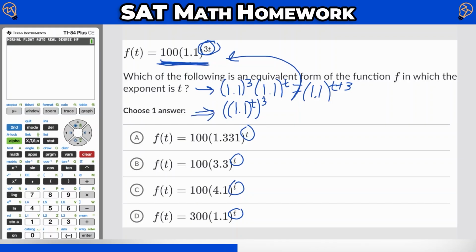Well, if you're cubing all this, which would make it still to the 3t, instead I could just cube the 1.1 so that it keeps the t exponent intact. So I'm doing 1.1 cubed, 1.1, oh, too many points, let's delete that one. And I'm going to the third power. And that gives me a value of 1.331, which matches with option A.